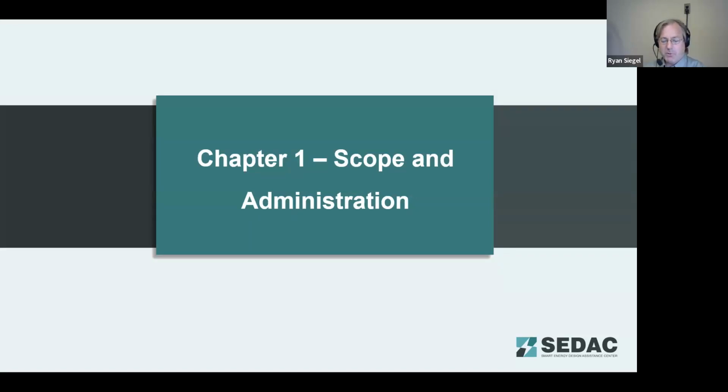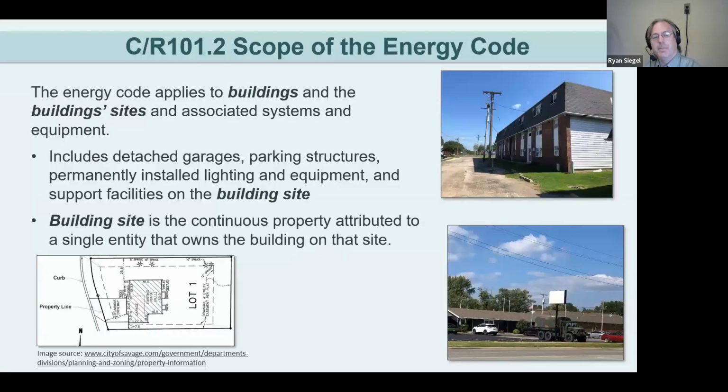So looking at chapter 1, this is understanding where this begins from: the scope of the energy code. Here, the energy code applies to the buildings and the building sites, along with their associated equipment and systems. So it's not just the building itself. It could include any affiliated parking lots, other ancillary structures, things like that. So it's the building and the building site inclusive, including detached garages, parking structures, anything on that building site, understanding that the building site is the contiguous property attributed to the single entity owning that building. So it's all encompassing there.